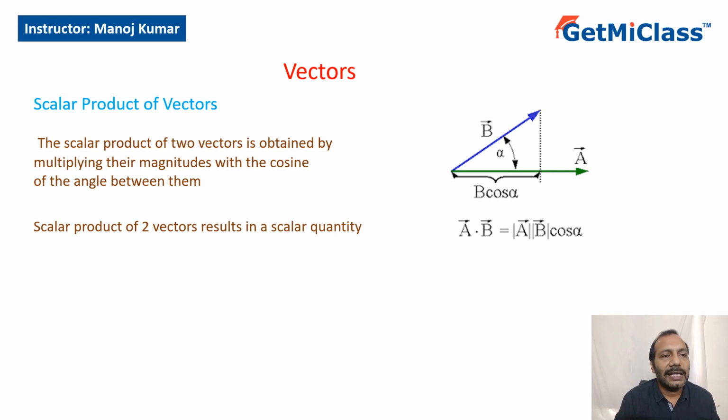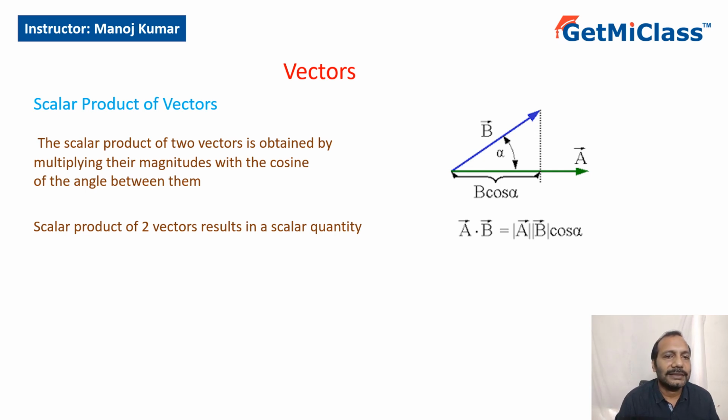Then we have scalar product of vectors. Now when I multiply two vectors, there are two ways that we have. One is called scalar product and the other is called vector product. In a scalar product, the resultant is a scalar quantity. That's why it's called a scalar product or dot product.